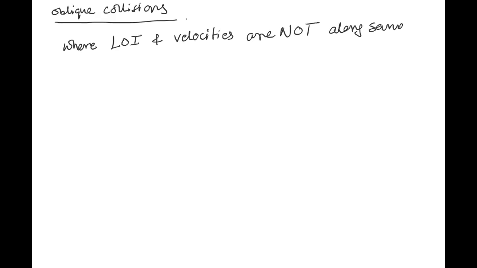Okay, so oblique collisions. Oblique collision का definition क्या है? What is the definition of oblique collision? Well, the definition of an oblique collision is a collision where the line of impact and the velocities of the objects are not along the same axis, are not along the same line.